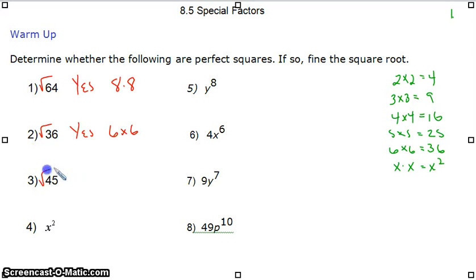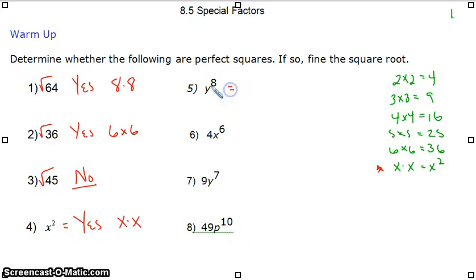What about 45? If I take the square root of that, do I get a whole number? No. So that means there's no number times itself that can give you 45. What about x squared? Well, we know x times x is x squared, so yes.